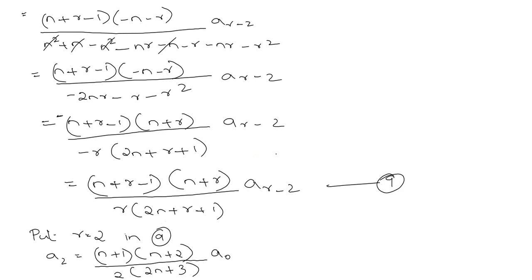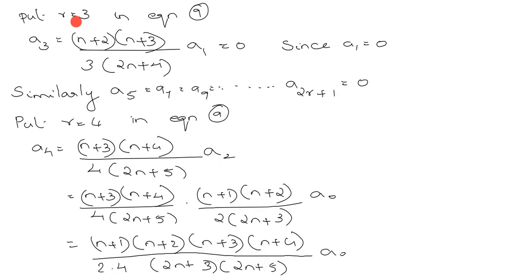So putting r is equal to 2, you will be getting a2 is equal to n plus 2 minus 1 will become n plus 1 into n plus 2 by 2 into 2n plus 3 into 2 minus 2 is a0. So you obtain what is a2 in terms of a0.